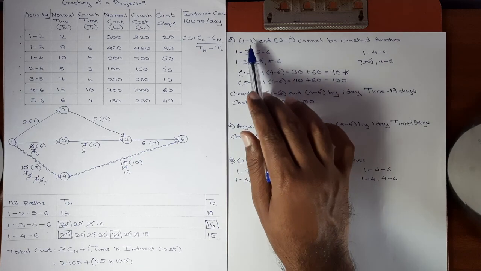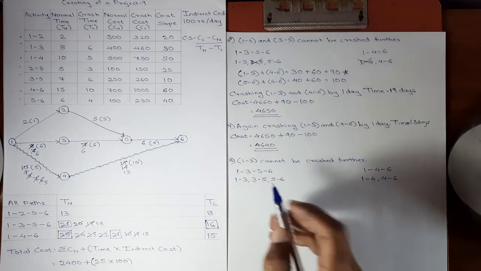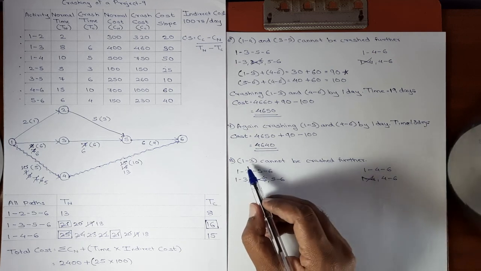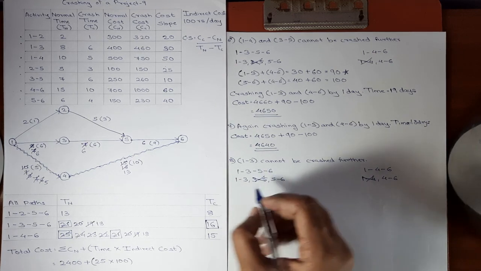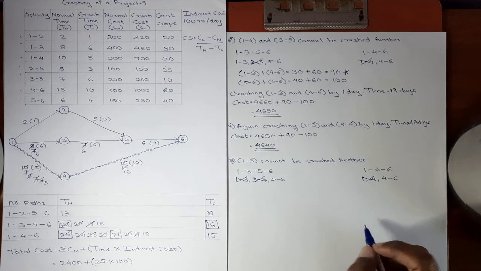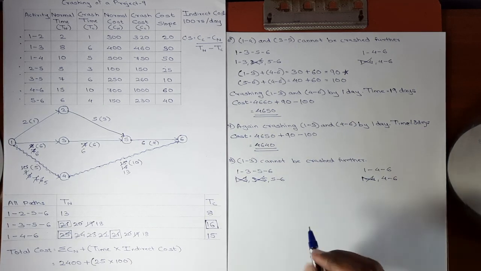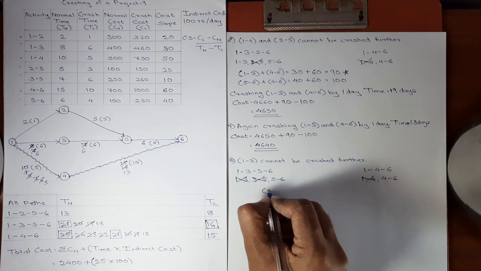First, we have already seen that 1, 4 and 3, 5 are out of the picture. I'll strike them twice. In this step we have seen 1, 3 is also out of the picture now, so this is also gone. Only one activity from each path is remaining, so there will only be one combination, obviously.